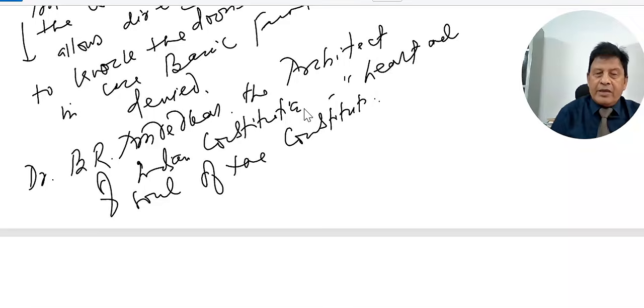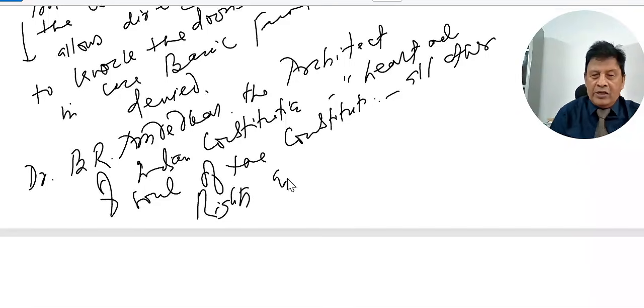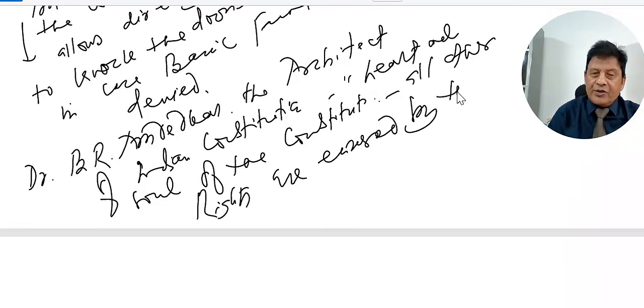क्योंकि इसी के माध्यम से all other rights become possible. All other rights are ensured by these basic fundamental rights.